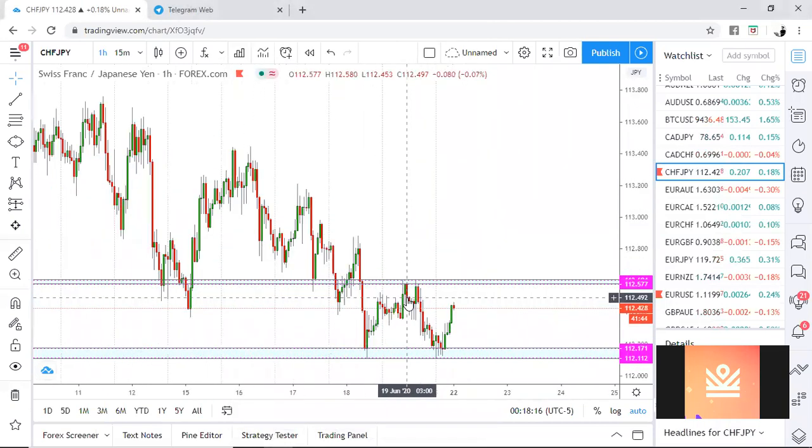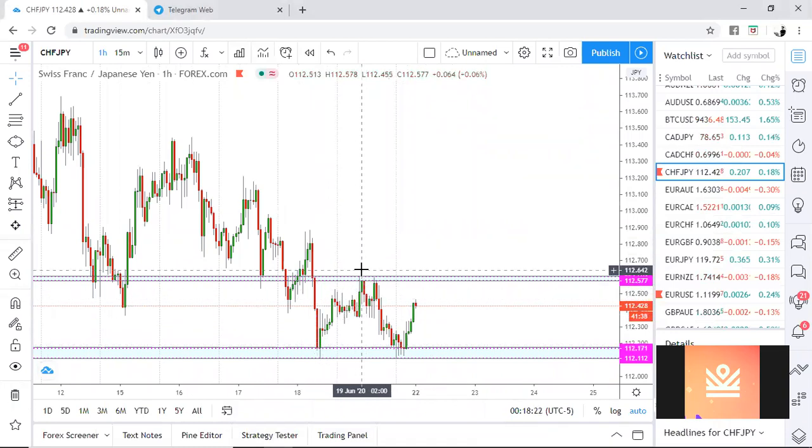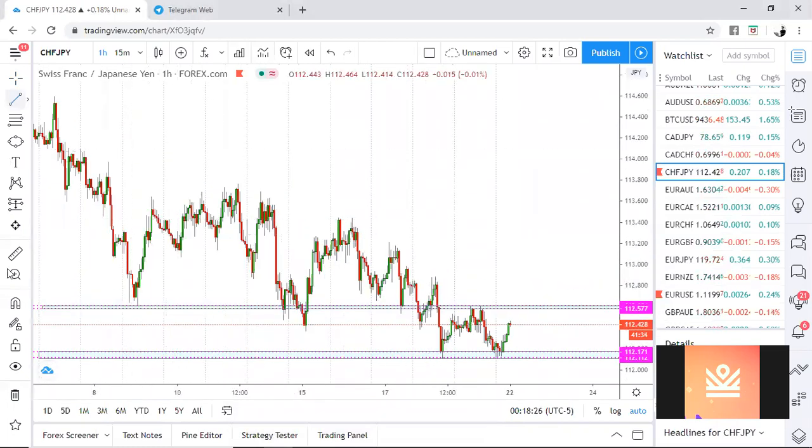The zones are pretty much the same. I'm not going to move them at all because it's still trapped. It's still not done anything. It's a ceiling and it's a floor. So these are still active zones essentially.